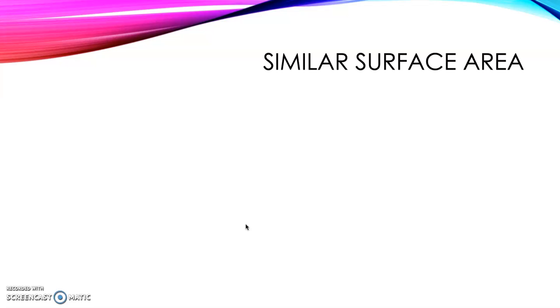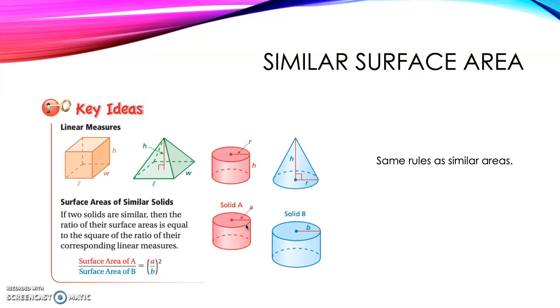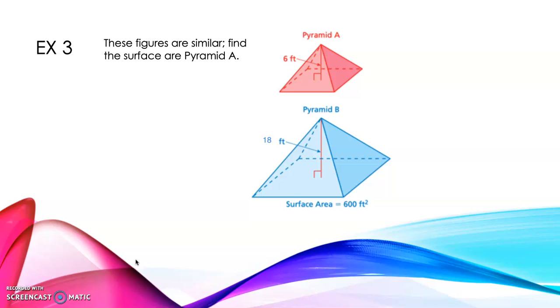Similar surface area. Surface area, we know, still uses square units, and so the same rules apply as area. We find the scale factor, we square that number, and we use that as a multiplier. Example, these figures are similar. Find the surface area of pyramid A. So the first step, we're going to find the scale factor. 18 divided by 6 is 3. Step 2, square that scale factor.